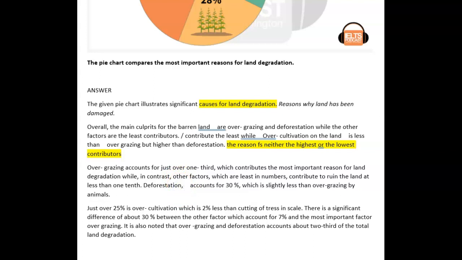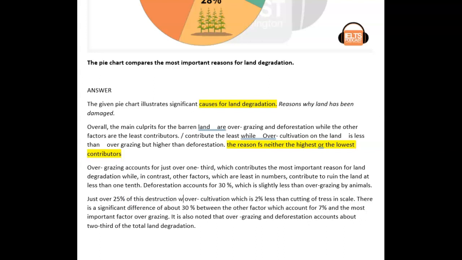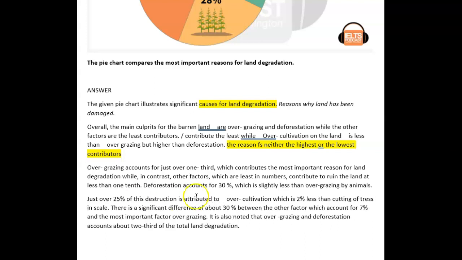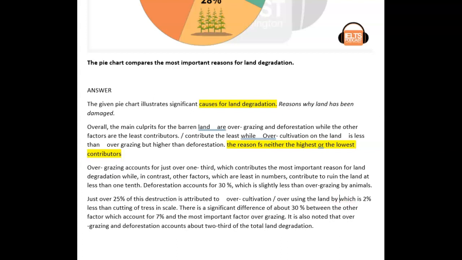Deforestation, okay, accounts for 30%, which is slightly less than overgrazing by animals. Good. Okay. Yeah, lovely. Just over 25% of this destruction is caused or is attributed to overcultivation, which you could say overusing the land by crops, which is 2% less than cutting of trees. Good, in scale. Okay. Cutting of trees, there's a significant difference, about 30% between other factors. So the most important factor.